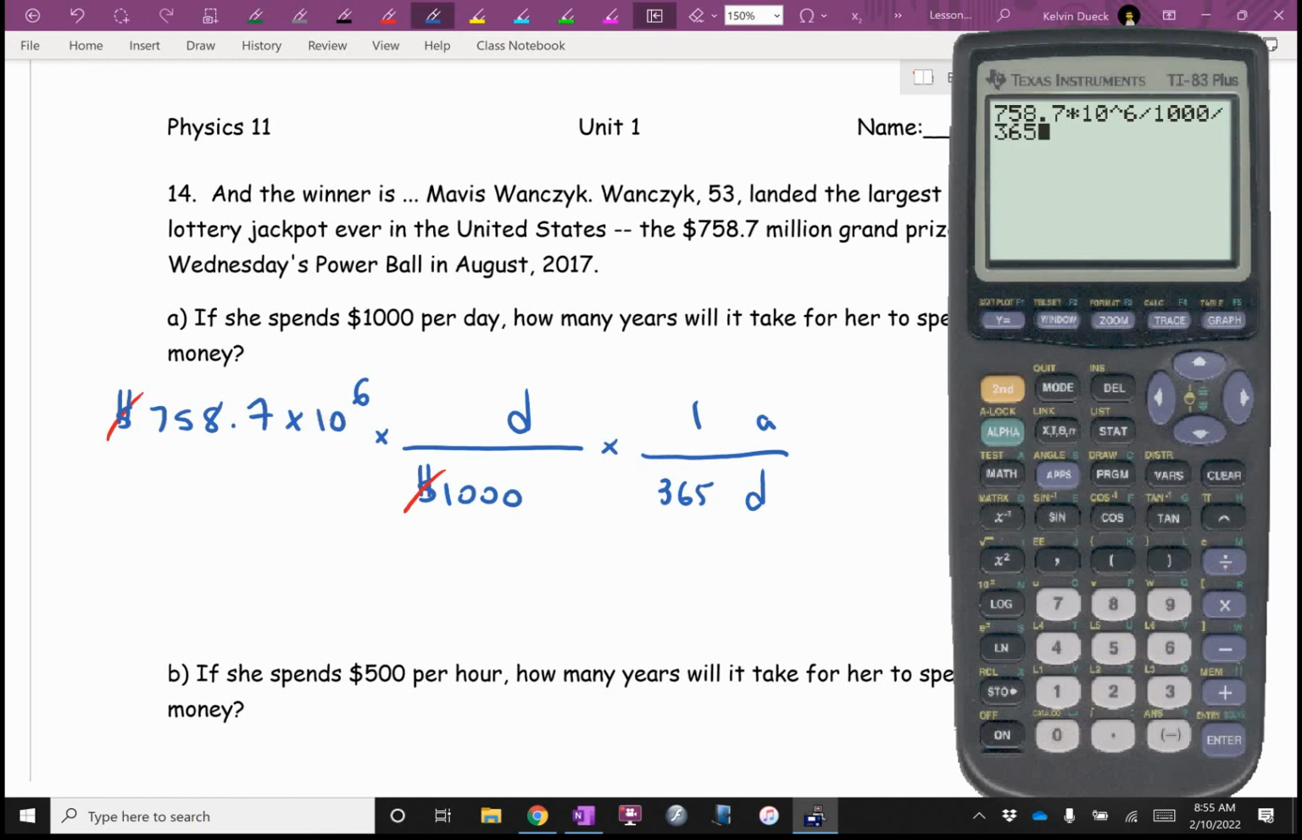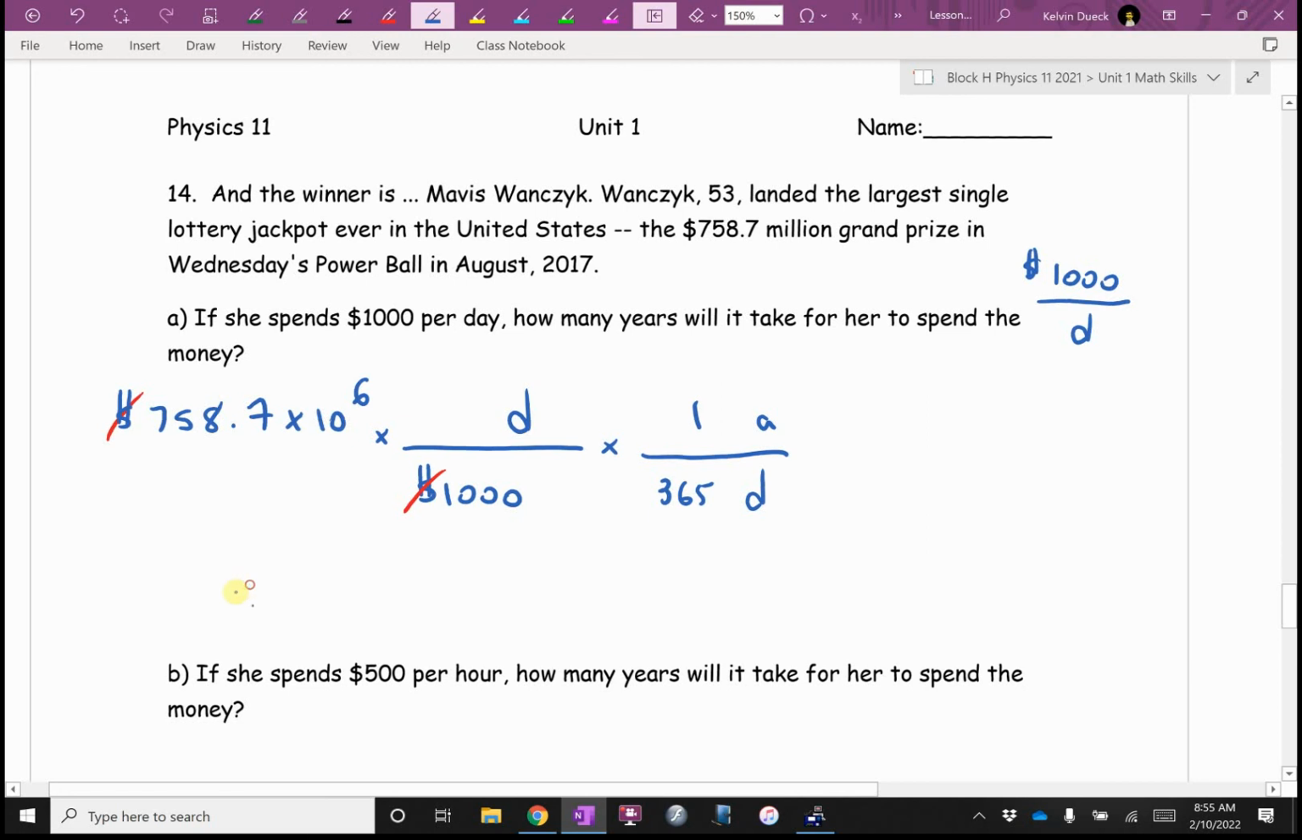Can she spend $1,000 a day, and can she spend this money in her lifetime? Not even remotely close. It will take her 2,079 years. This is a lot of money. You know what? There's only one solution. We got to spend the money faster.